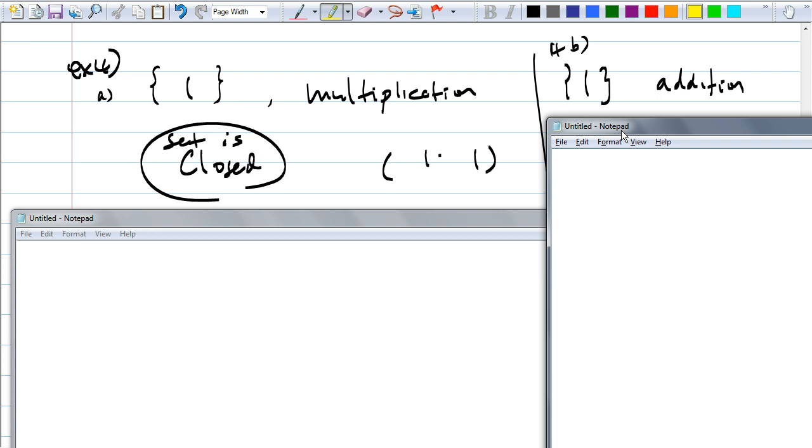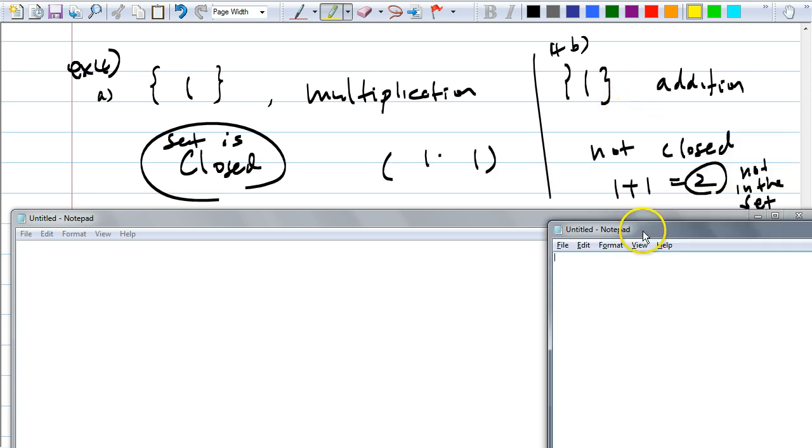All right. So, how many people say it's closed? Raise your hand. How many people say it's not closed? You guys are correct. It's not closed because when you add 1 plus 1, you get 2. Do you see 2 in the set? No, 2 is not in the set. Of course, it's not closed.